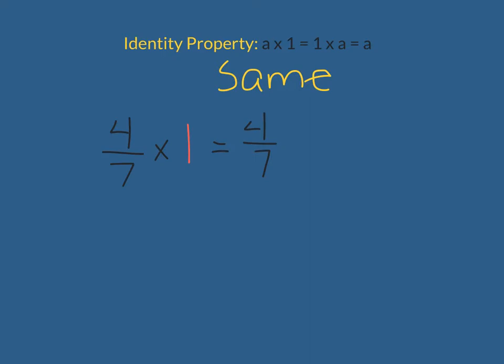So here that is with an example. 4/7 times 1 is equal to 4/7. We can also write that as 1 times 4/7 equals 4/7. So we know that whenever we multiply any number by 1, it stays the same.